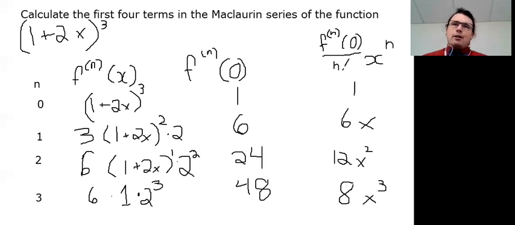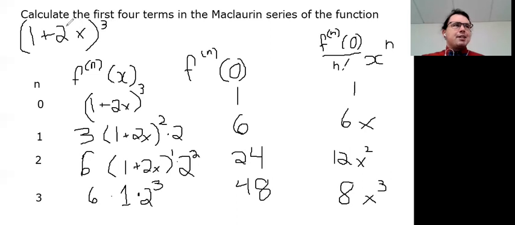If I kept going, if I wanted the quartic term or the quintic term and so on, well, at n equals 3, my function's just a constant. So at n equals 4, my derivative is just going to be 0. And n equals 5, my derivative is just going to be 0, and so on. So I'll just get zeros for the rest of the terms in this series.